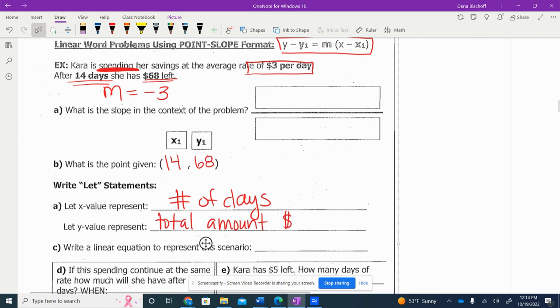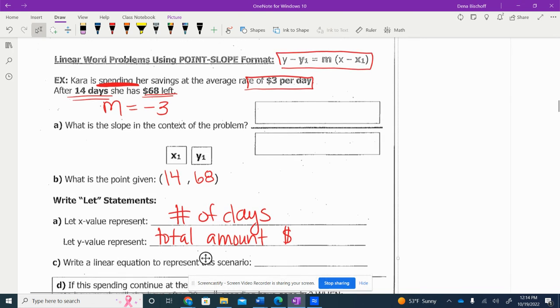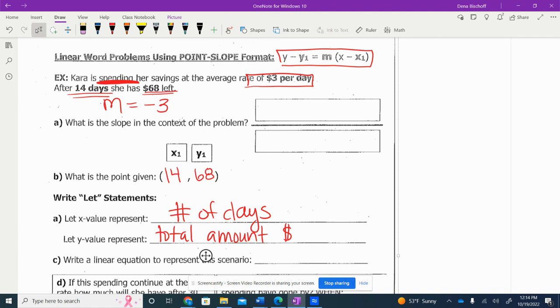Okay. So what's our equation in point slope form? Aiden, point slope form, what's my equation? Y minus 68 equals negative 3 times the quantity x minus 14. Awesome. Yes. Remember that your slope is negative because you're spending your money. You're not adding to the amount that you have. You're taking away from it. That's why your slope is negative.